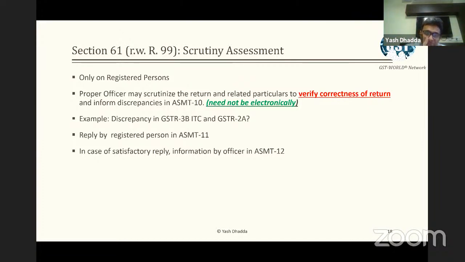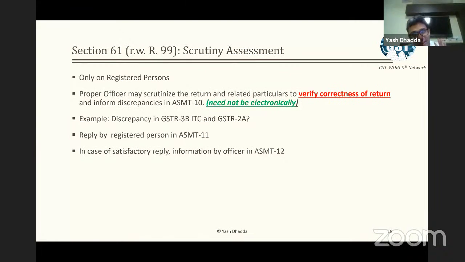Or second, the manner in which the return has been filed, he finds that there are provisions of the law which have been infringed or they have not been followed. अगर ये दो चीजों का कोई doubt है or he is able to find out a discrepancy, then that discrepancy he is going to inform in the notice. That's where the scrutiny notice starts.